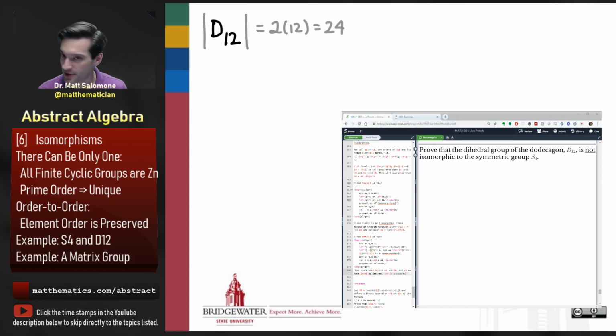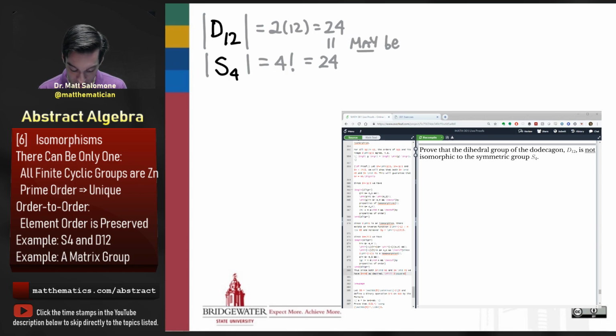So there's 24 elements. Probably not going to write them all down, but at some point we're probably going to write down a number of them. Meanwhile, S4, the symmetric group on 4 symbols, the group of permutations of 4 symbols, that order is 4 factorial. But 4 factorial is 4 times 3, which is 12, times 2, which is 24. And so the first thing that we notice is that these are two groups that have the same order. And so they might be isomorphic.